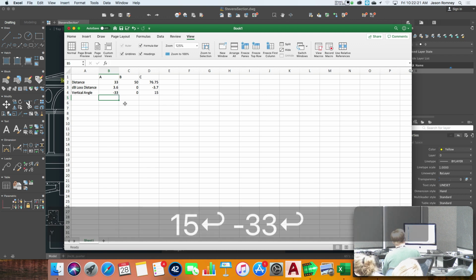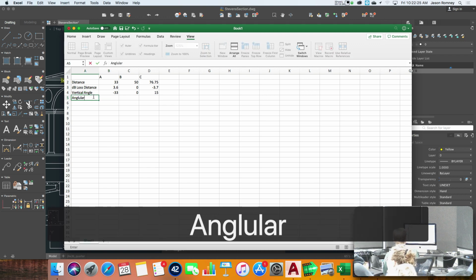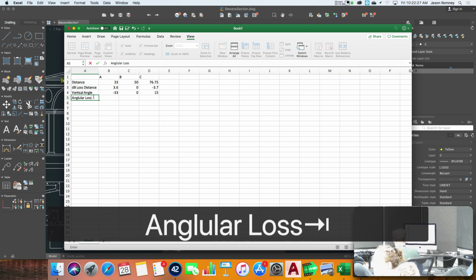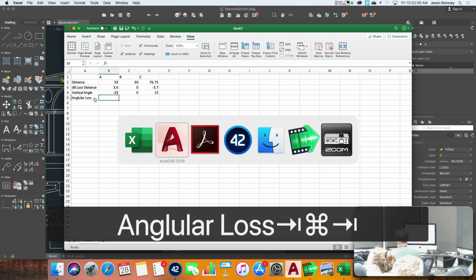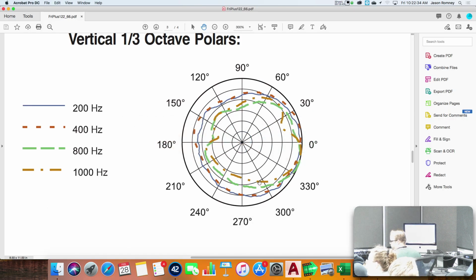All right, so the question now is angular loss. How much sound am I going to lose by going to these angles? Does the math work the same way there? Oh wait, no, we just look at the plot and see. I thought you were just going to do like Pythagorean Theorem. We're going to get to that in a minute.